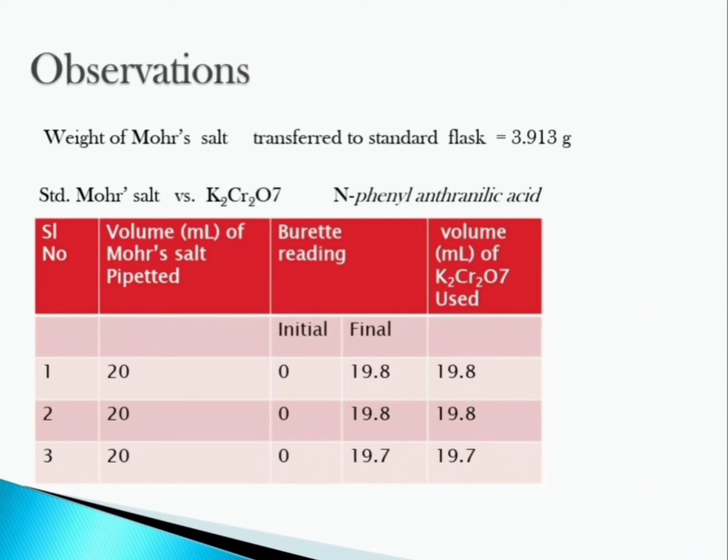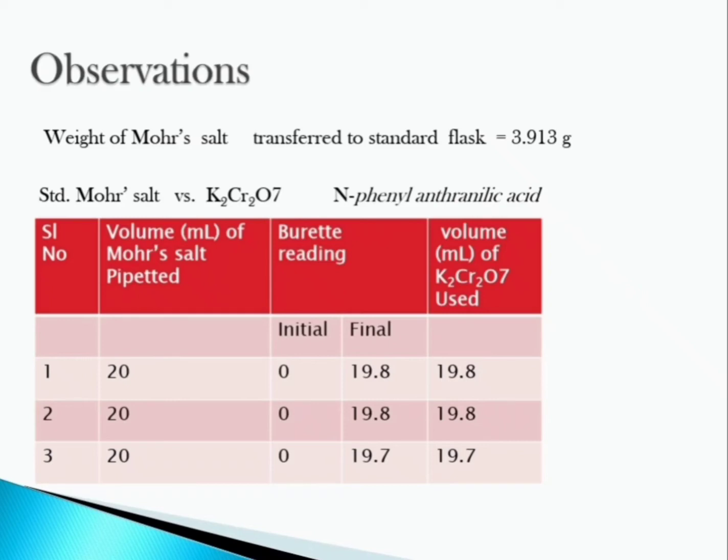Let's first tabulate the observations. We know the weight of Mohr's salt transferred to the standard flask is 3.913 gram. First we standardize K2Cr2O7. For that we titrate standard Mohr's salt, a primary standard, against K2Cr2O7. Here N-phenylanthranilic acid is used as indicator. The table has 4 columns. Volume of Mohr's salt pipetted is 20 ml as indicated by the pipette mark. Burette reading initial 0, final 90.8. So volume of K2Cr2O7 used in milliliters is 90.8. Repeat the steps to get a concordant set of values.